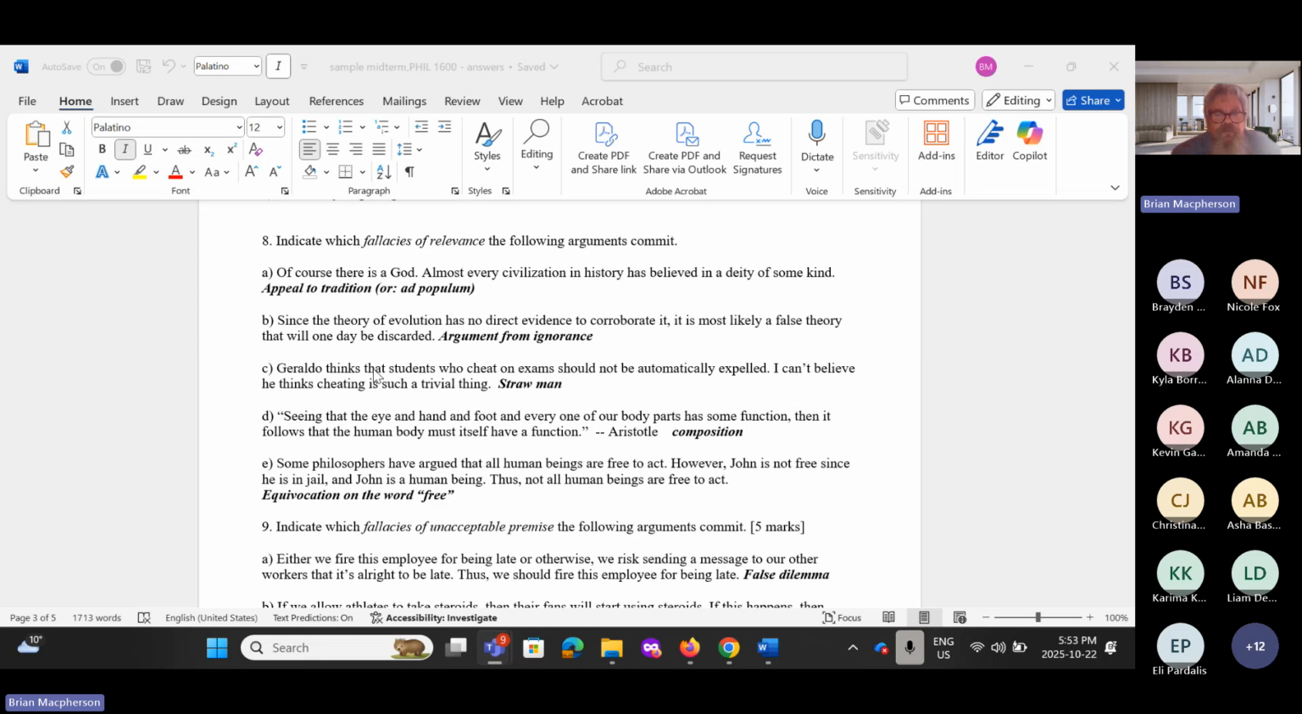Thus, not all human beings are free to act. Okay, that's equivocation on the word free. You're using free in two different senses. If I said that human beings are free to act, that's in a metaphysical sense, that we're not determined to act, right? But saying that John is in jail and not free is freedom in the sense of being physically restrained, right? So therefore, it's two senses of the word free, and so we say the argument commits the fallacy of equivocation. Okay, now let's look at the next argument.